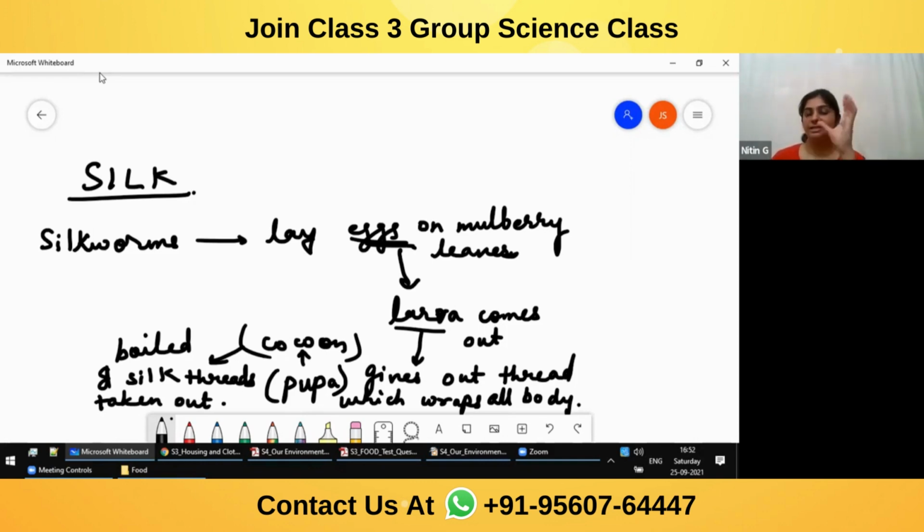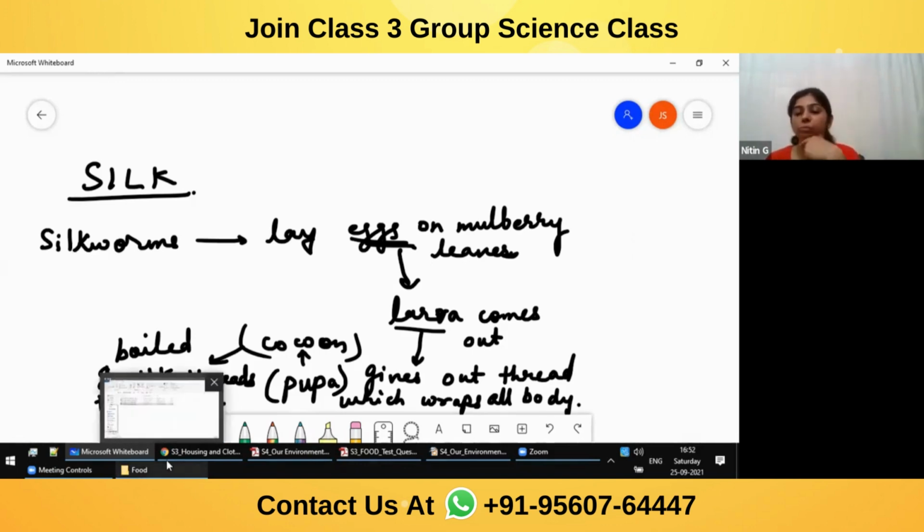What is happening? Silkworms, the small insects, are there. They lay eggs on the mulberry leaves. From the eggs hatch out the larva. The larva which comes out also releases the thread-like structure which covers all its body. That stage is known as the pupa stage, or it is also known as cocoon.